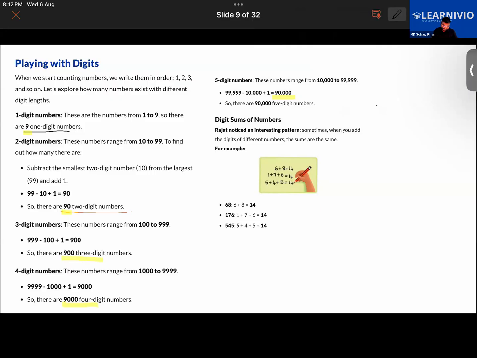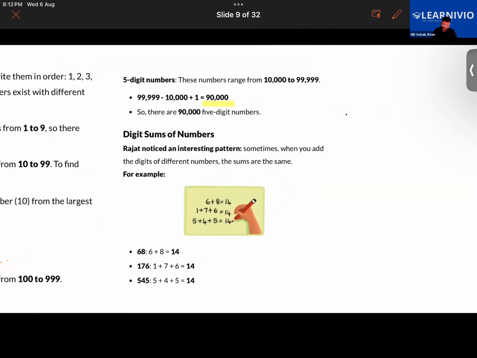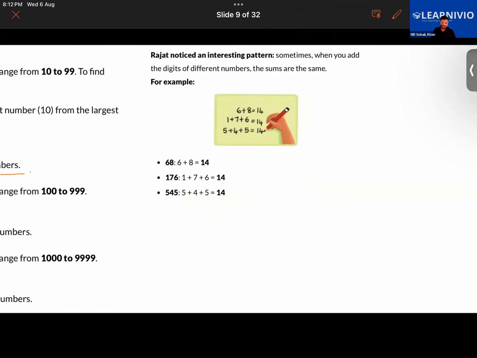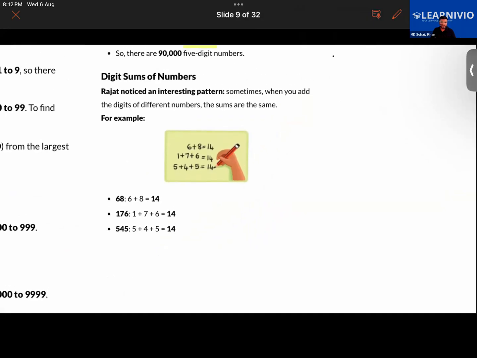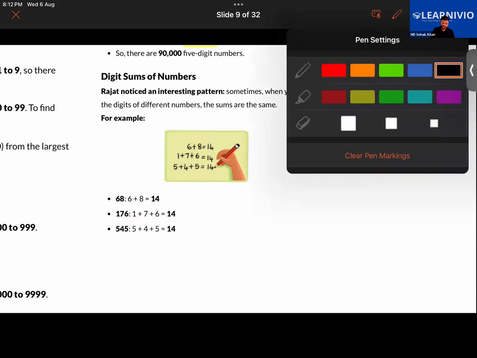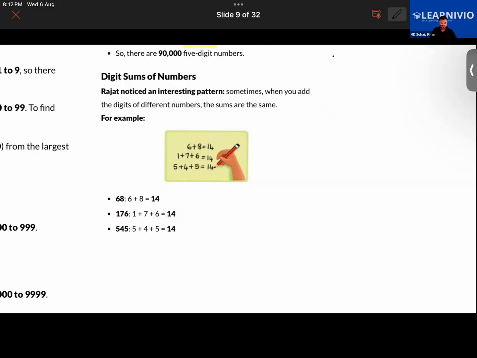Then further, we look at the digit sum of numbers. Here it's said like this: a boy named Rajat noticed an interesting pattern. Sometimes when you add the digits of different numbers, the sums are the same. Like you're adding 6 and 8, you have the number 68. When you add its digits, it gives you 14. For 176, the sum of the digits is again 14. That is an interesting pattern, right? So could there be a few more numbers whose digit sum is equal to 14?